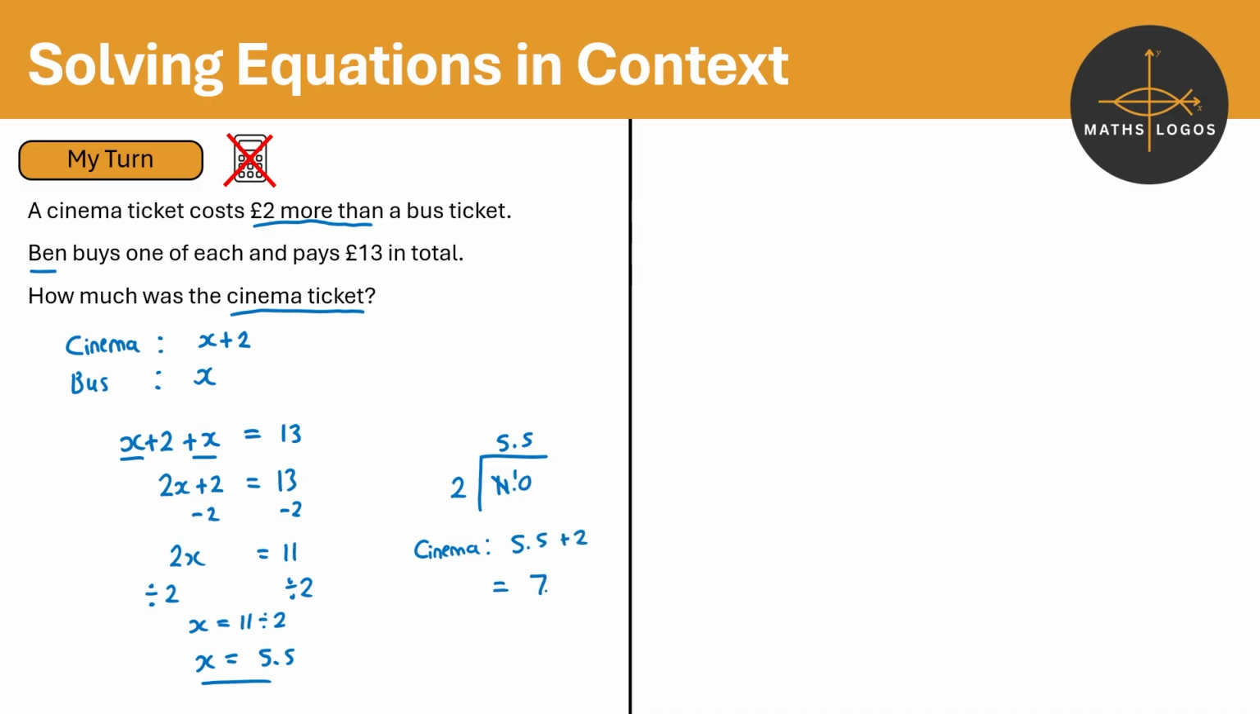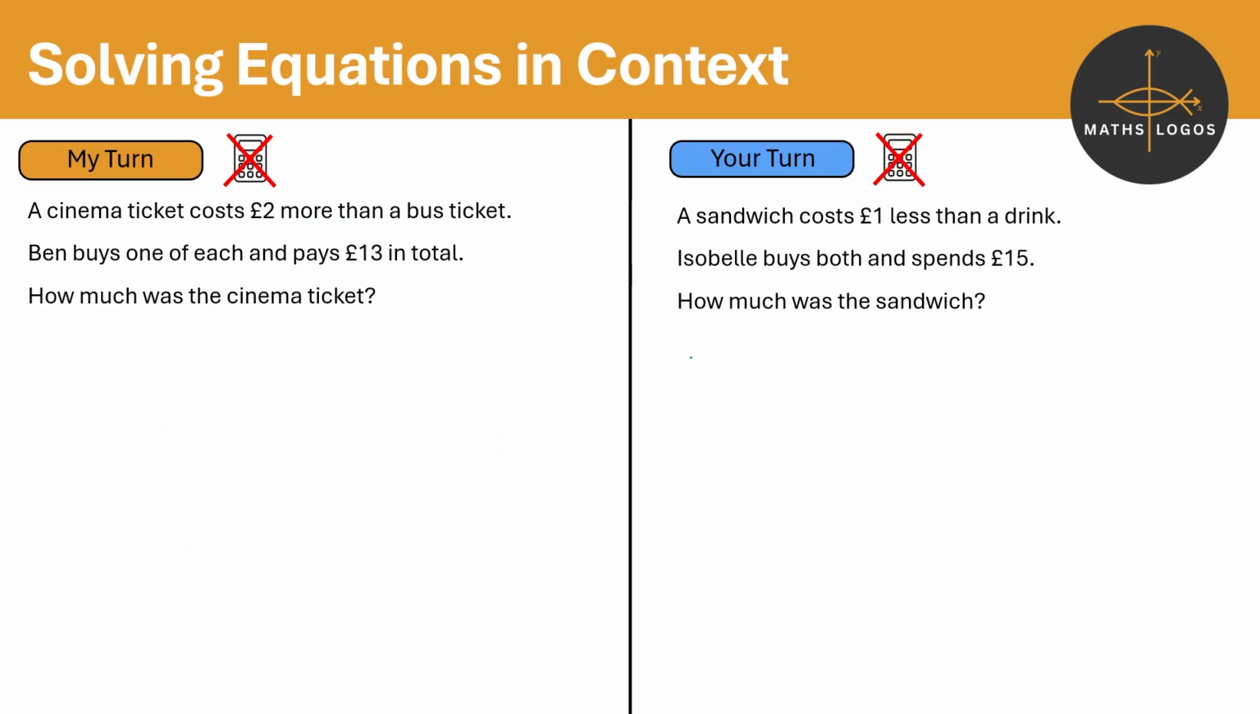Which is equal to 7.5. Now it's a ticket, talking about money, so my final answer would be £7.50. We want to leave our money to 2 decimal places like that, so 7.50. Okay, pause the video and give this question a go.